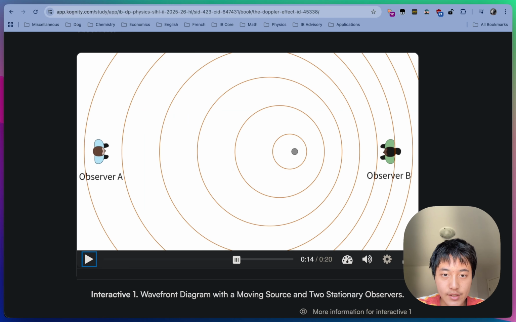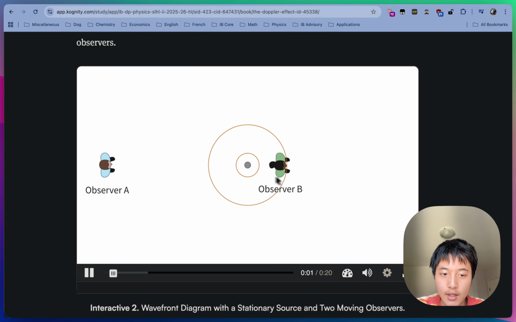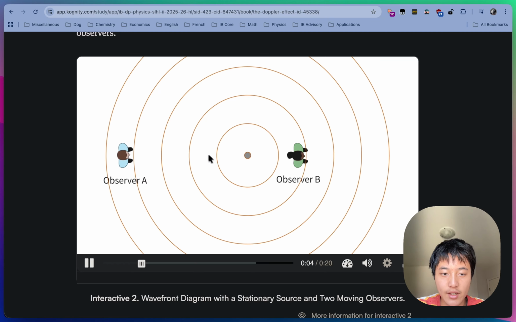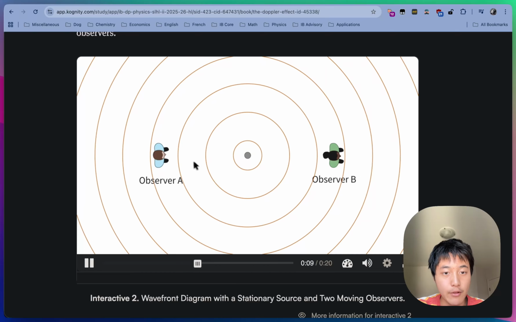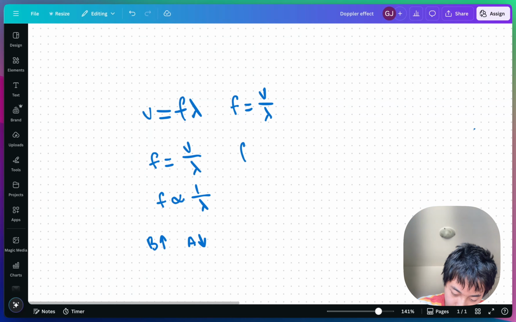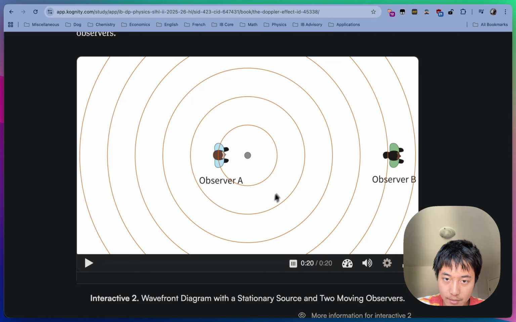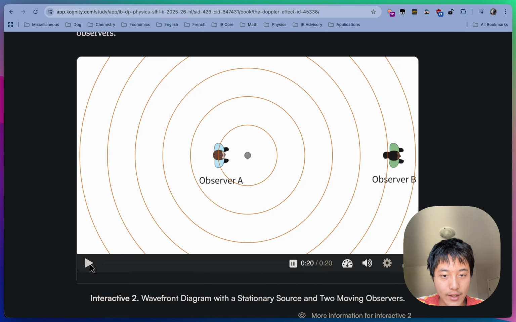There is another case, where it's like this, and in this case the wavelength is the same for both. However, the wave speed is different. If we isolate, because wavelength is the same, that means lambda is the same. So frequency is directly proportional to the speed of the wave that they're experiencing.